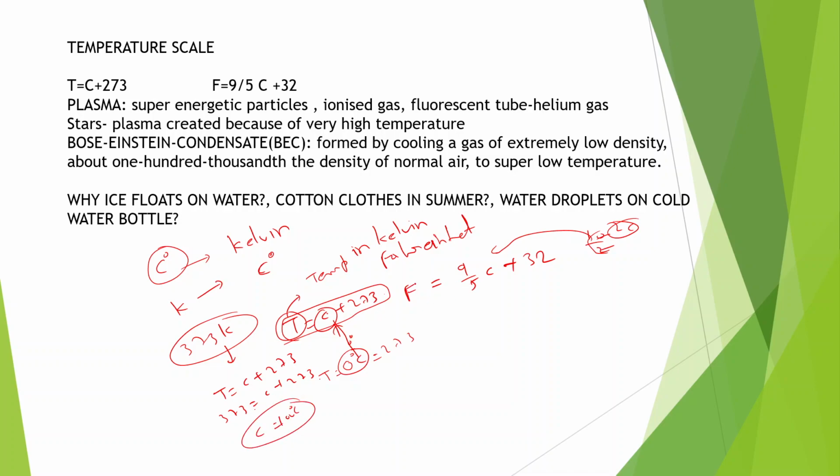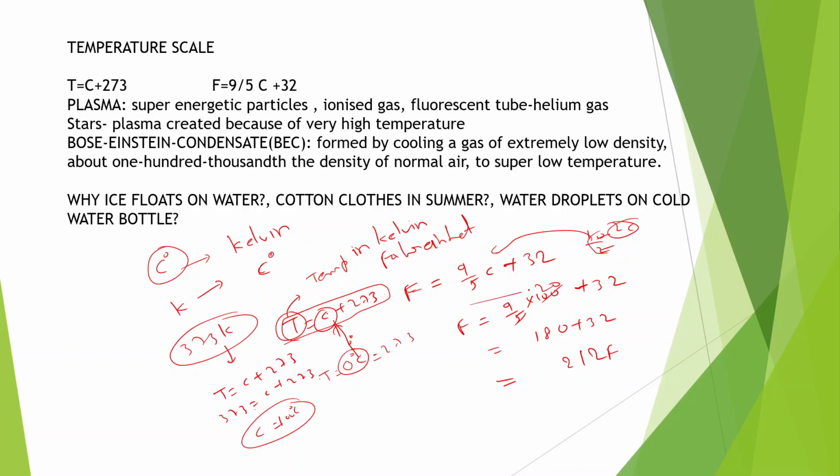In the same way, Fahrenheit also. Suppose C is 100 degrees Celsius, the boiling point of water. In terms of Fahrenheit, 9/5 times 100 is 180, plus 32, which is 212. So 212 Fahrenheit. Like this we can convert Celsius to Fahrenheit.